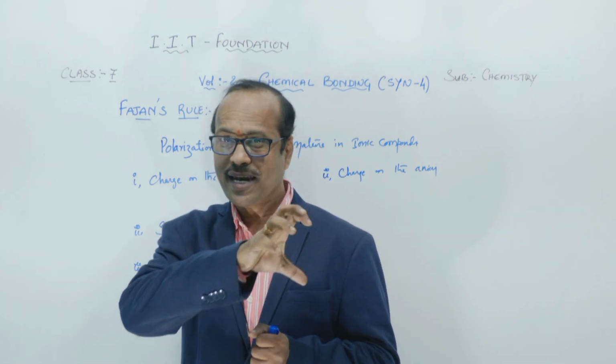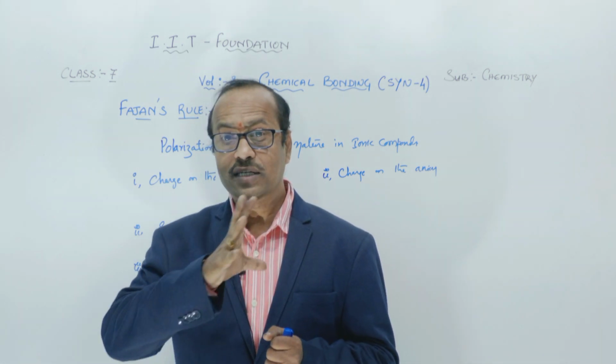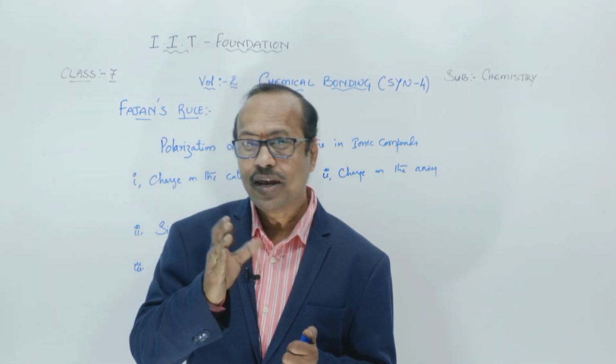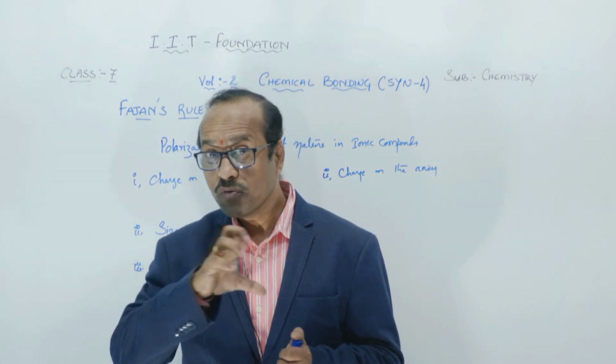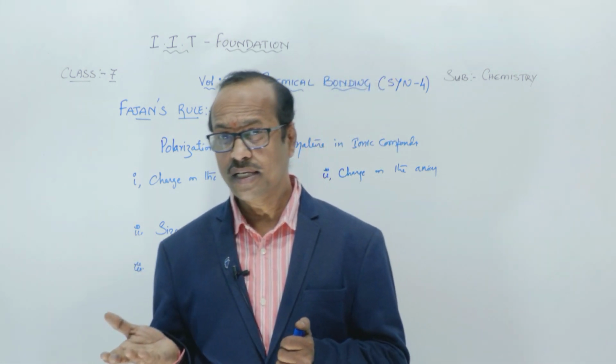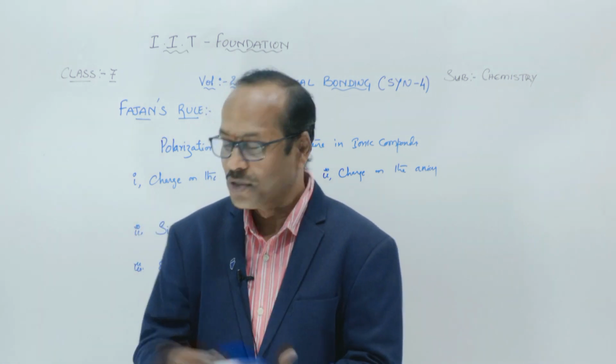It is attracting the electrons with more force, so the distortion, that is the deformation of the anion, increases. As the distortion increases, the covalent nature also increases. Clear now? Let me explain.